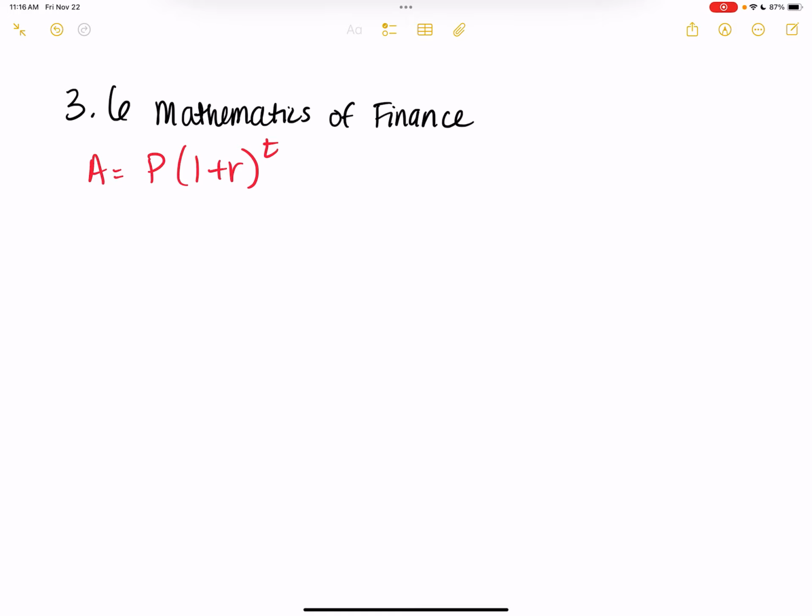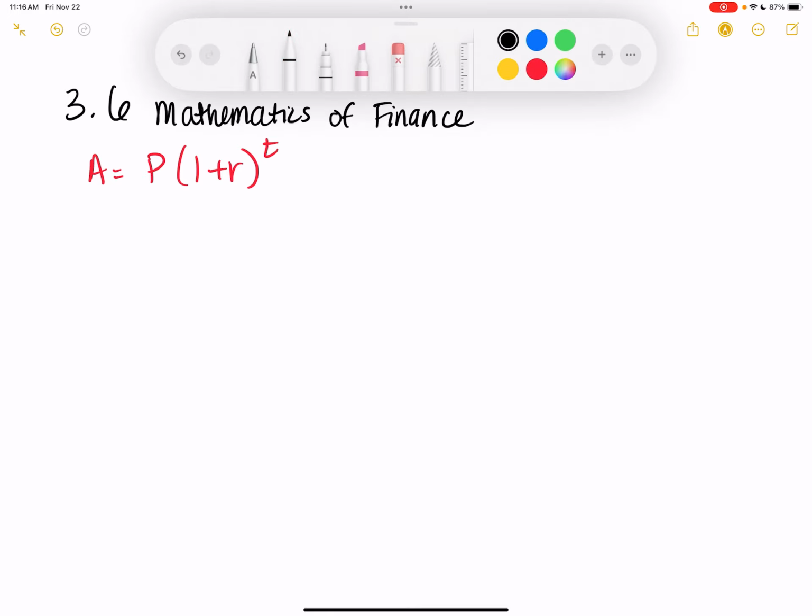All right, so problem 2 says P equals $3,200. R is 8%, and T is 4. So that's for how many years that it's being compounded. The rate, anytime they give it to us as a percent, we need to change it to a decimal. So this would be 0.08.